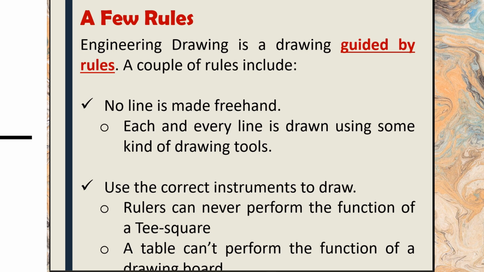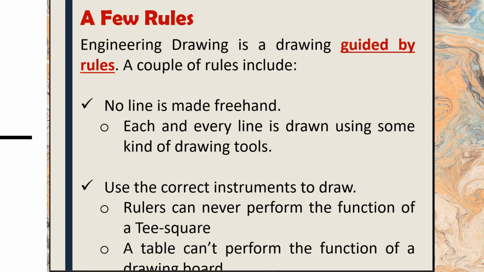They cannot be violated. Number one, no line in engineering drawing is drawn with a free hand. Every line is drawn using the appropriate drawing tool. Each and every line is drawn using some kind of drawing tool, either the T-square, the ruler, or the set square. No line can be drawn with the use of a free hand.